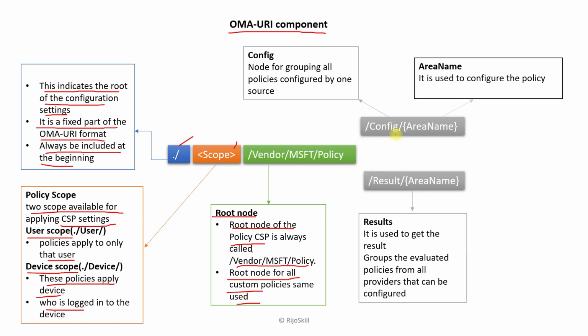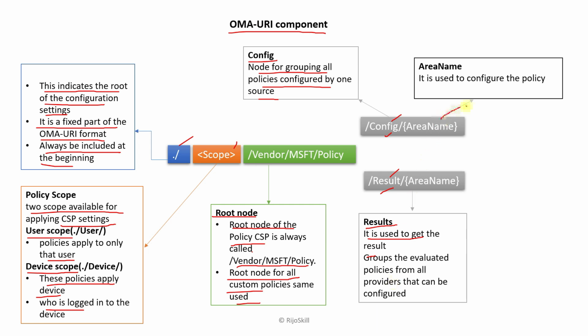Next we will go to the configuration level and the result level. You can see here there are two: one is the configuration level, another is the result level. Configuration means the node for grouping all policies configured by the admin. Whatever config you are pulling, they are using for the configuration policy. And result is used to get the result, a group to evaluate the policy from the provider, to check whether it can be configured or not.